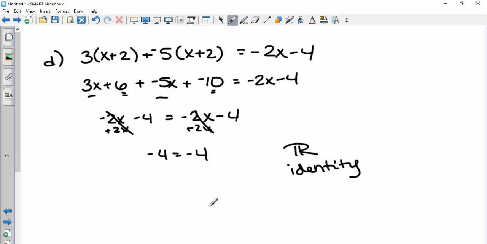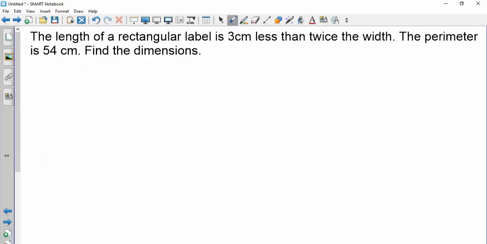Is this okay with everybody? So that was the section 5.